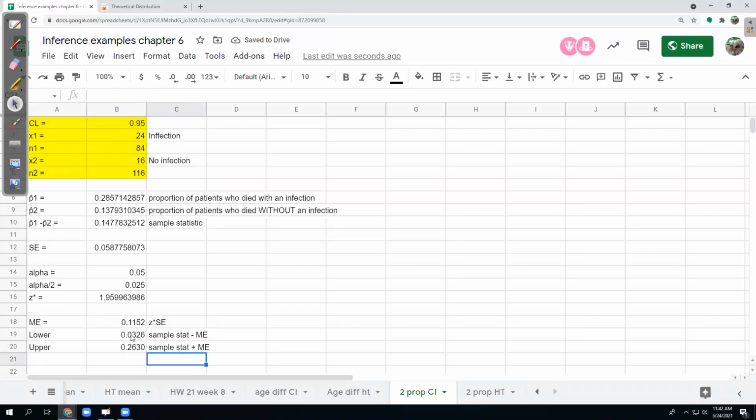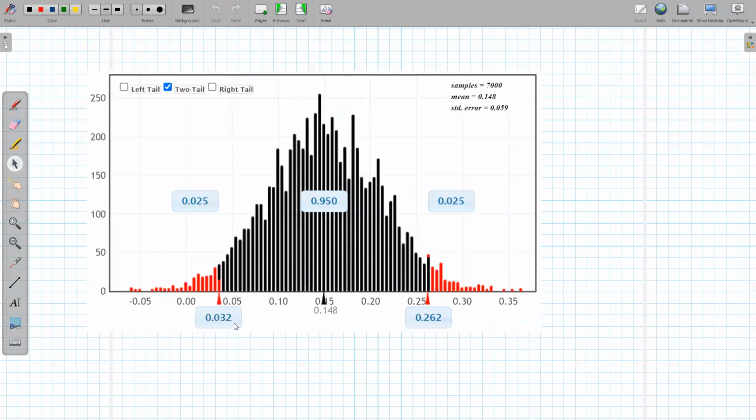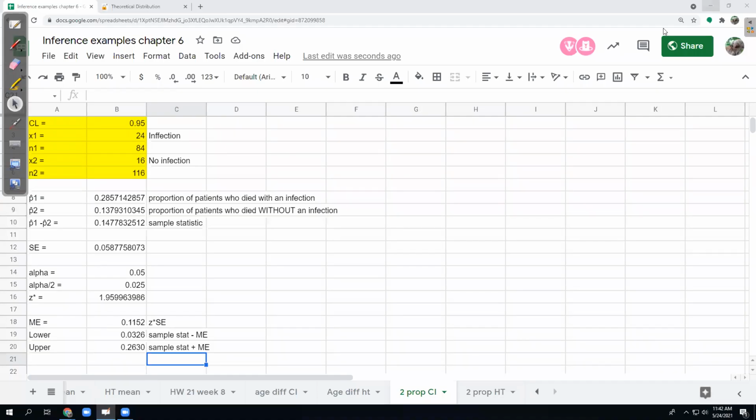And does that match what the StatKey simulation gave us? 0.0326, StatKey said, StatKey go? There it goes, 0.032. So it doesn't have that fourth decimal place. And then 0.262 versus the spreadsheet, 0.263. Notice they're very close, but again, the randomization is going to be different every time. This is a theoretical approach, kind of like saying, hey, when you flip a coin 1,000 times, you're going to get about half heads.